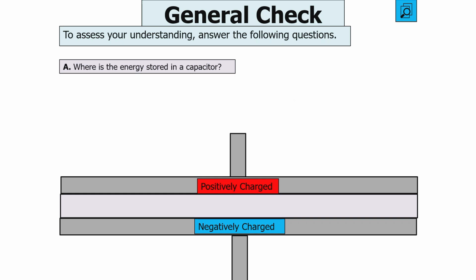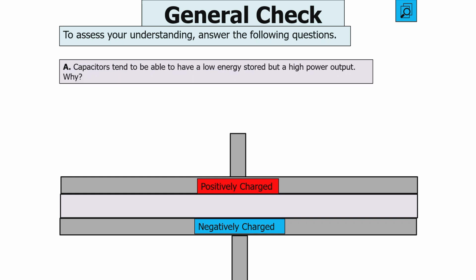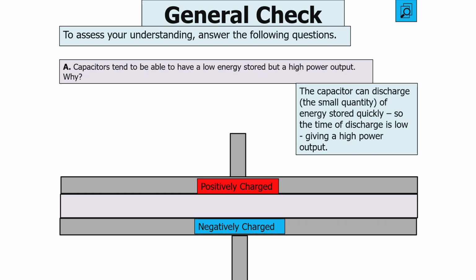Where is the energy stored in the capacitor? The energy is stored by the capacitor in both the charged particles, in the charge on the plates, and in the dielectric, because they're charged particles in an electric field. Capacitors tend to have a low energy stored but a high power output. Why is this? The capacitor can discharge the small quantity of energy it has stored quickly, so the time of discharge is low, giving a high power output.